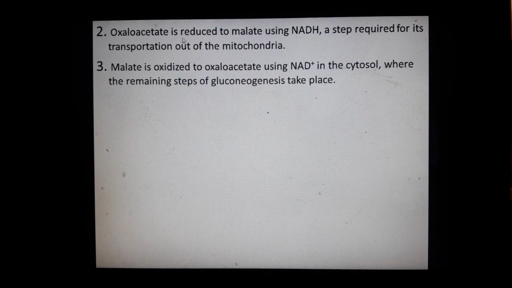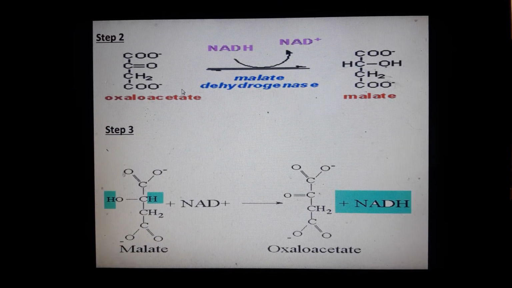Oxaloacetate is reduced to malate using NADH, a step required for its transportation out of the mitochondria. So in step 2, class, the oxaloacetate is reduced to malate by the reducing agent nicotinamide adenine dinucleotide plus hydrogen. And step number 3, malate is oxidized to oxaloacetate using NAD in the cytosol. When I say cytosol, that is the fluid found in the cytoplasm where the remaining steps of gluconeogenesis take place. So what is the reaction there?